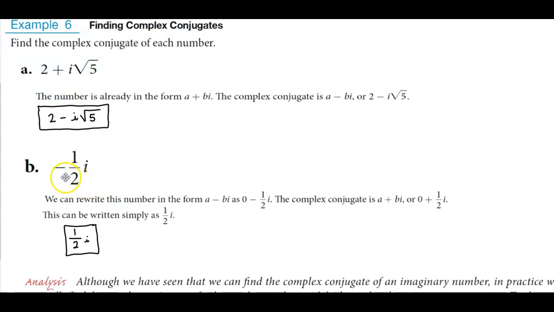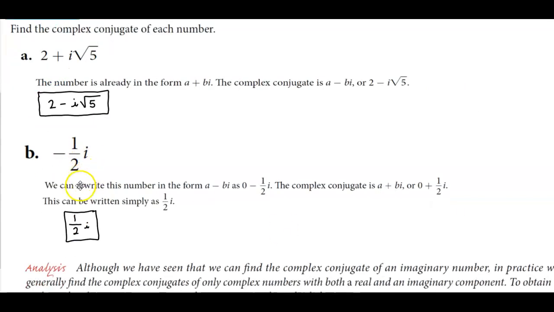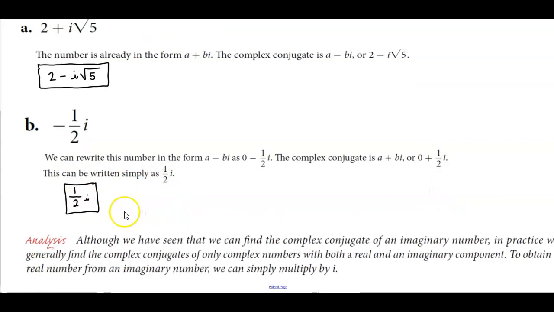Now for part B, we have negative 1/2 i. We can rewrite this number in the form of a minus bi as 0 minus 1/2 i, where 0 is the real part. The complex conjugate is a plus bi, or 0 plus 1/2 i. But this can be written simply as 1/2 i, so the conjugate is 1/2 i.